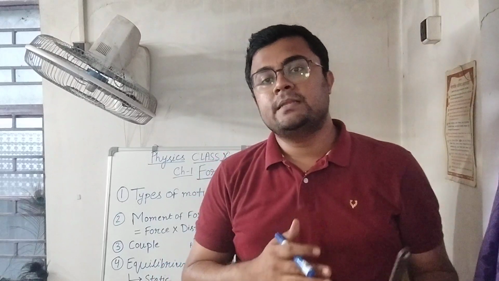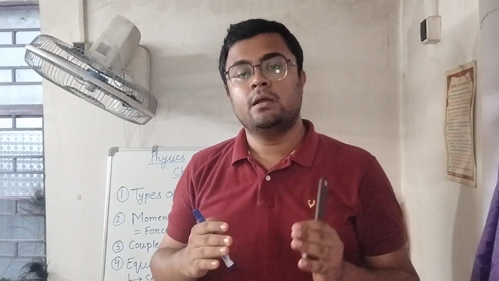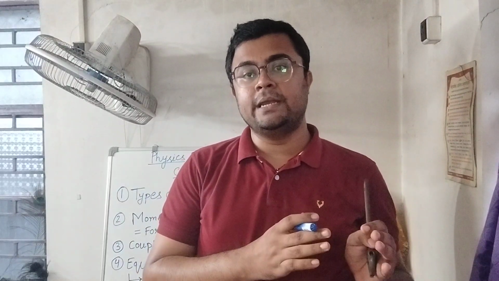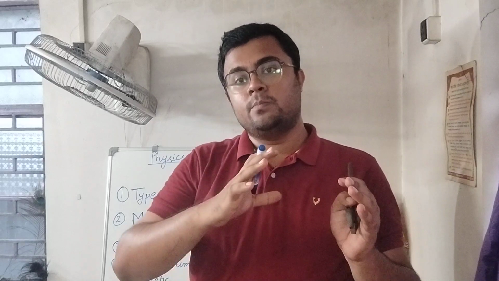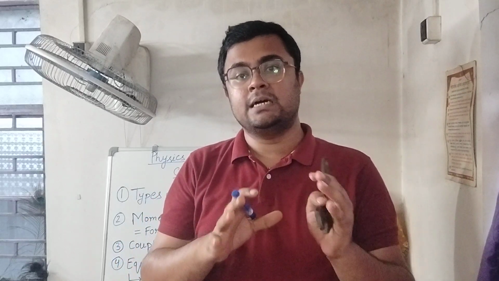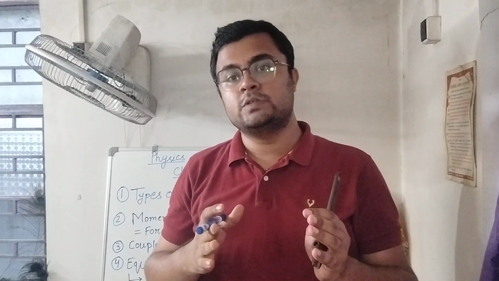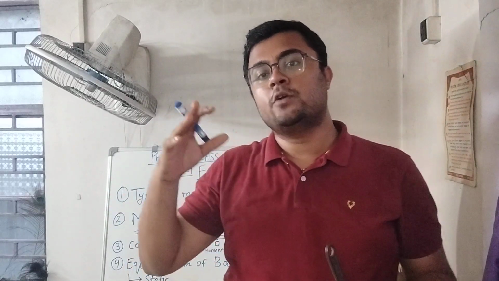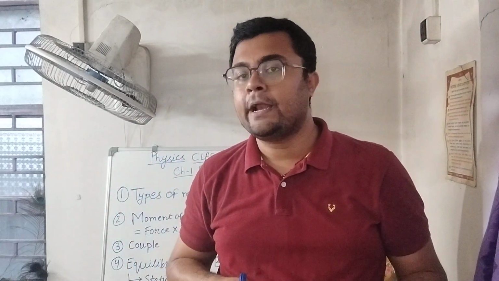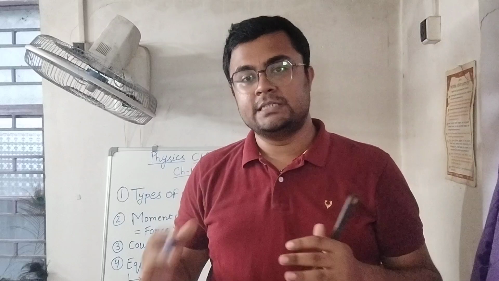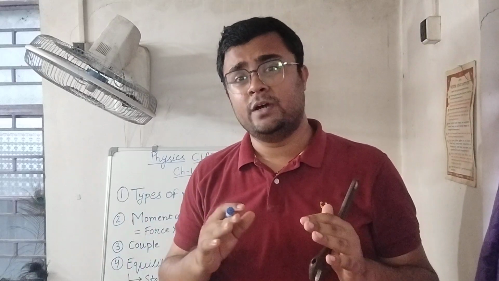So basically there are two types of equilibrium, static and dynamic, and a body is said to be in equilibrium if the forces are equal and opposite. For linear motion, if the forces are equal and opposite, then the body can be in equilibrium. And for rotational motion, if the moments of forces are equal and opposite, then the body can be said to be in equilibrium. So this is the concept, whatever we have studied so far.